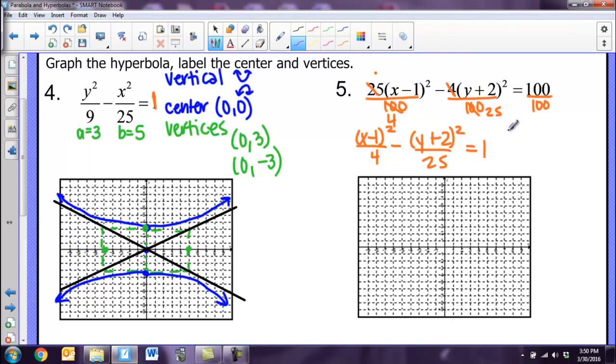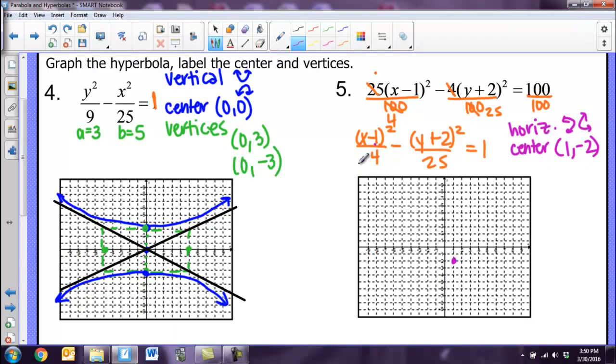So the first thing I know is that this is a horizontal hyperbola because x is first. If x is first, it's horizontal. And that means it's going to be opening side to side. The next thing I know about it is the center. I take this guy, so 1, the one that's next to the x, and then the y, and remember I flipped their signs. So this guy is actually centered at 1, negative 2.